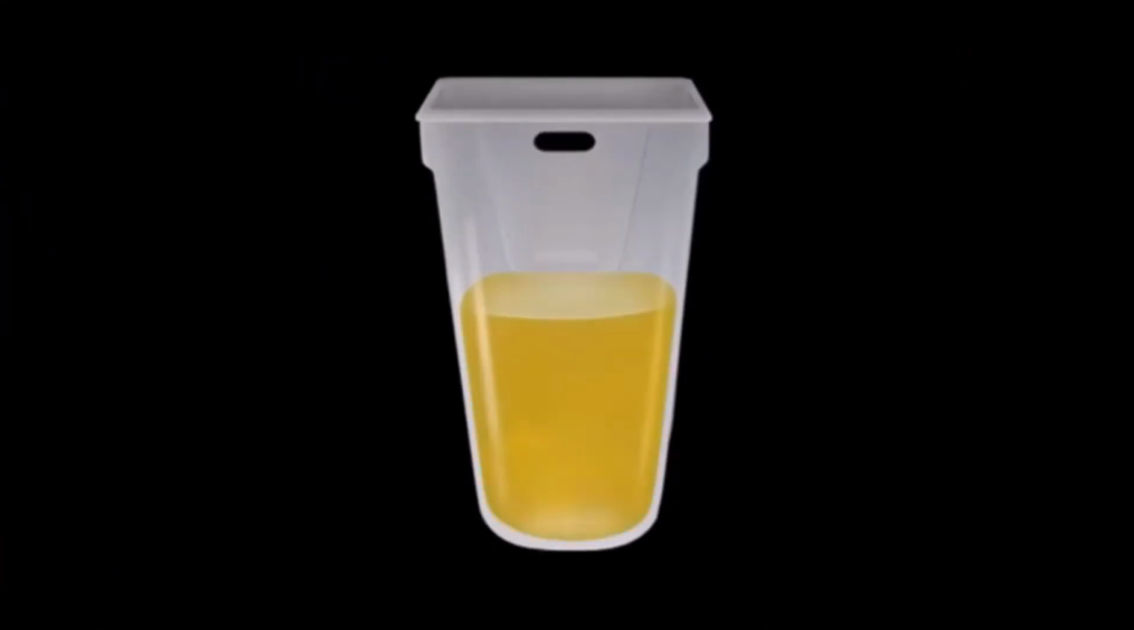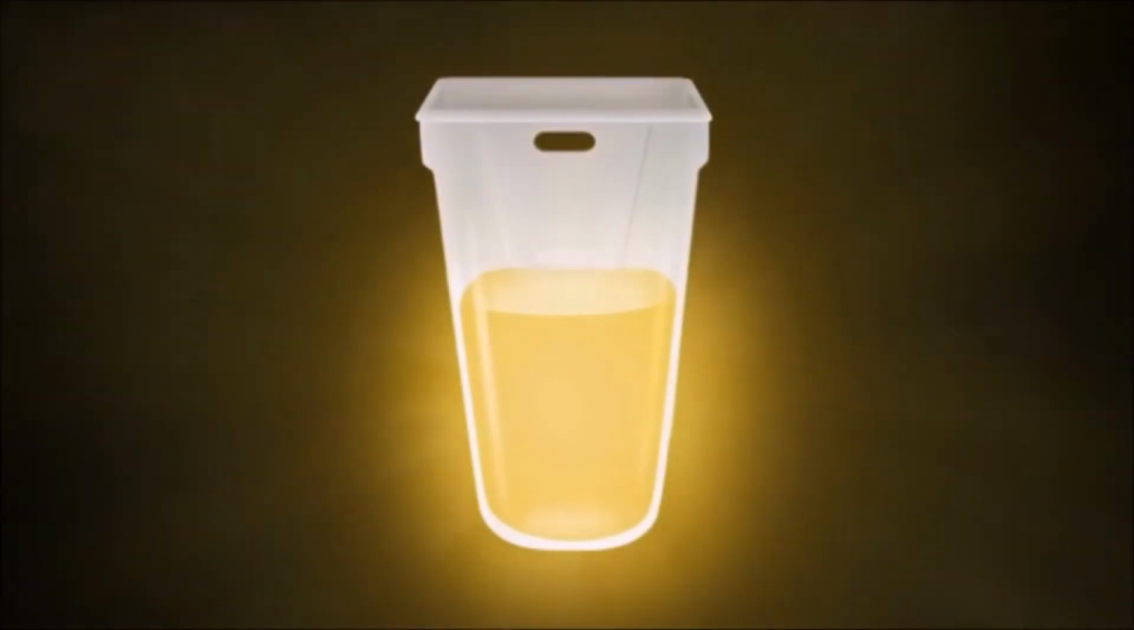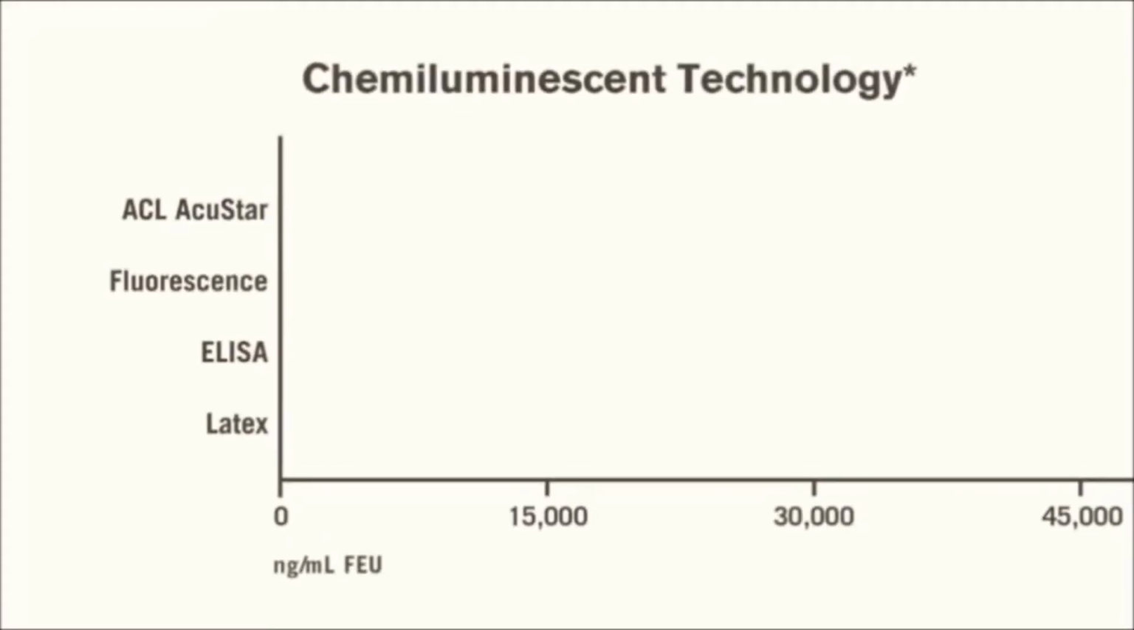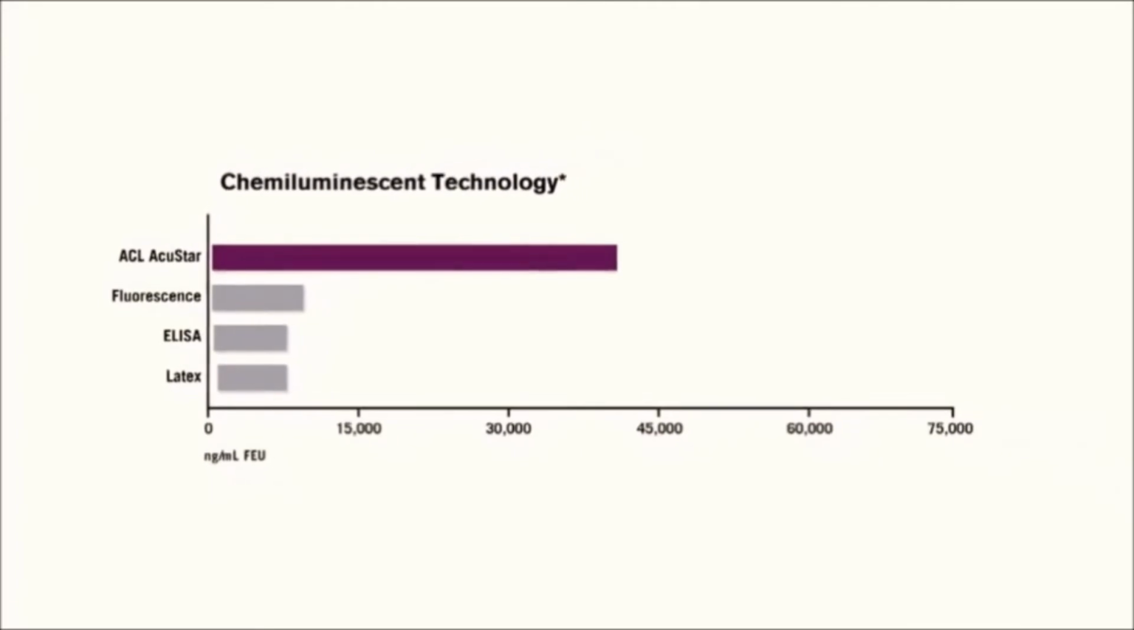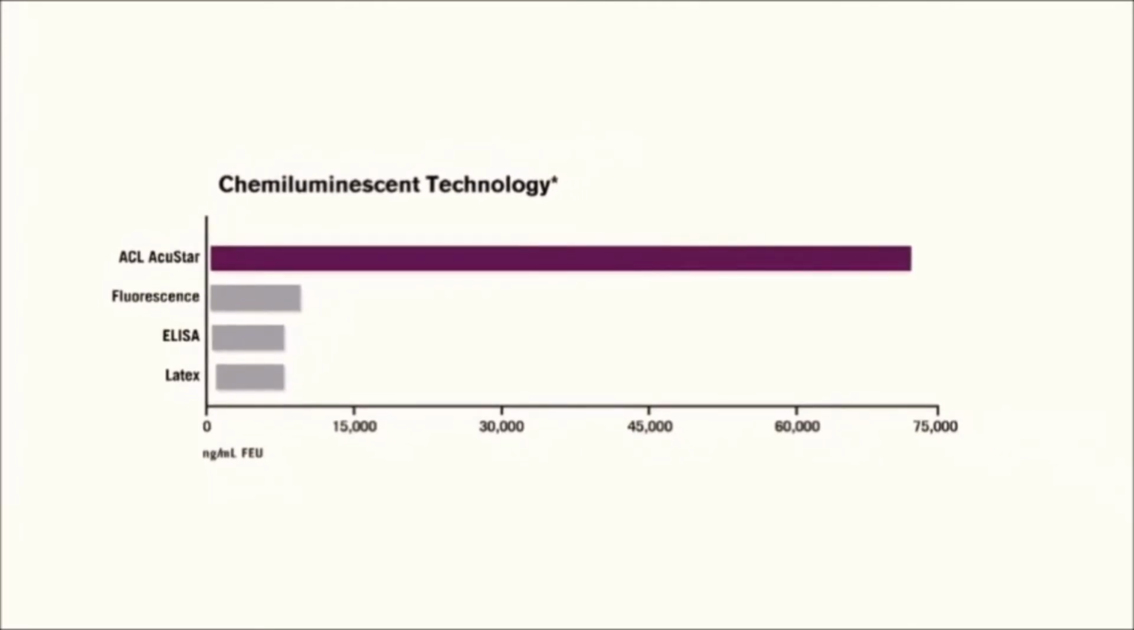Chemiluminescent reactions emit light by means of a chemical trigger. As implemented in the ACL AccuStar, chemiluminescence-based technology yields results with greater sensitivity and a broader working range than fluorescence, ELISA, or latex agglutination immunoassays.